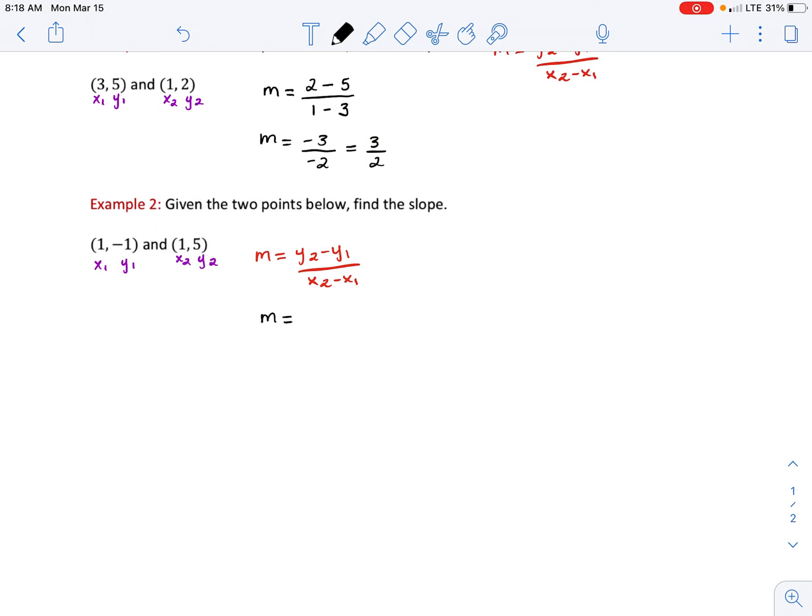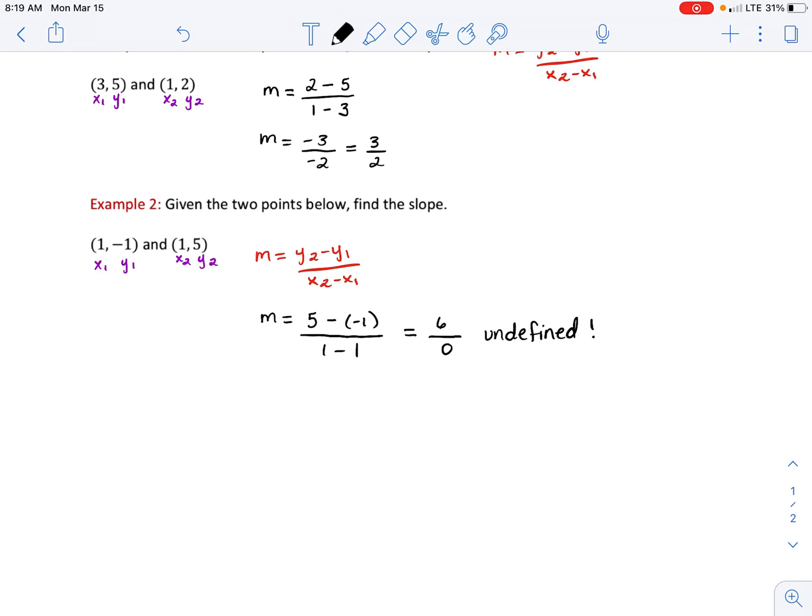So I have m is equal to my y2, which is 5, minus my y1, which is negative 1, over my x2, which is 1, minus my x1, which is also 1. And so I get 5 minus negative 1 becomes a positive 6, divided by 0. And so now this should be a red flag to you guys, hopefully, that in math we cannot divide by 0. And so we call this an undefined expression. So here we would say that the slope is actually undefined.